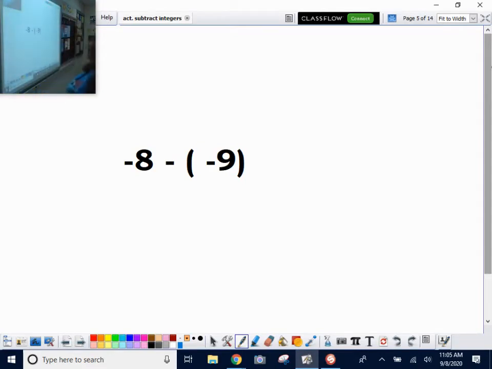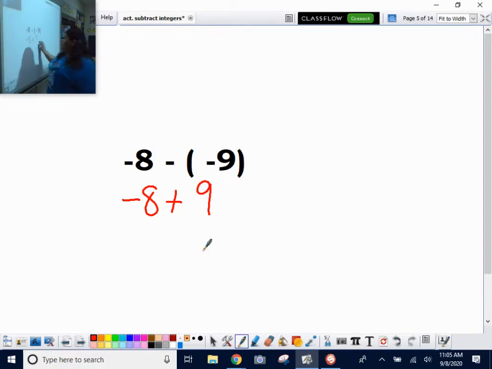So here I have negative 8 minus negative 9. Okay? So following the rules again, first number stays the same. Subtraction goes to addition. Negative 9, you do the opposite, which is a positive 9. Okay? Now you have to think of SADS. Are my signs the same? No. Are they different? Yes.